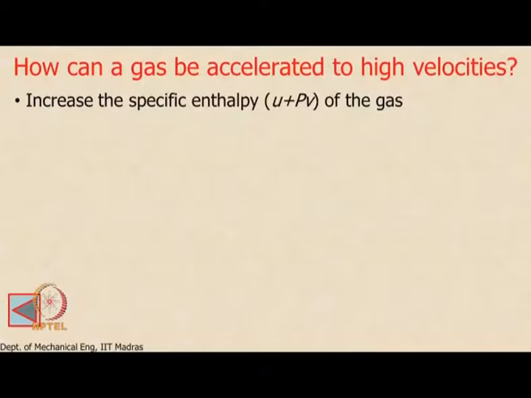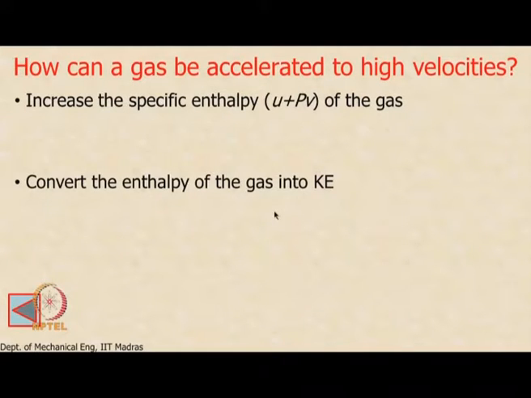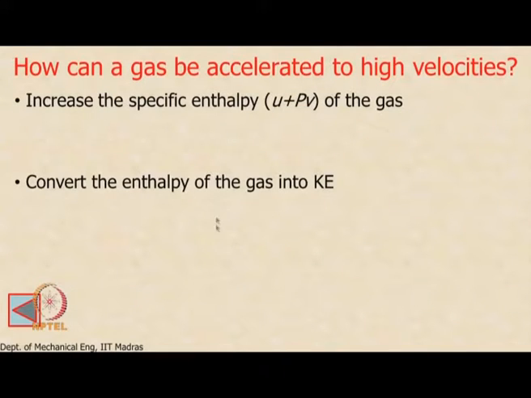So, we increase the specific enthalpy of the gas. As we discussed earlier, the specific enthalpy of a gas is nothing but U plus PV, where U is the internal energy, P is the pressure, V is the specific volume. There are two terms in this expression. So, we can increase the specific enthalpy by increasing these two terms. Once I increase the specific enthalpy, I convert the enthalpy of the gas into kinetic energy. That is how I accelerate a gas to high velocities. How do I do these two things? That is what we are going to look at next.